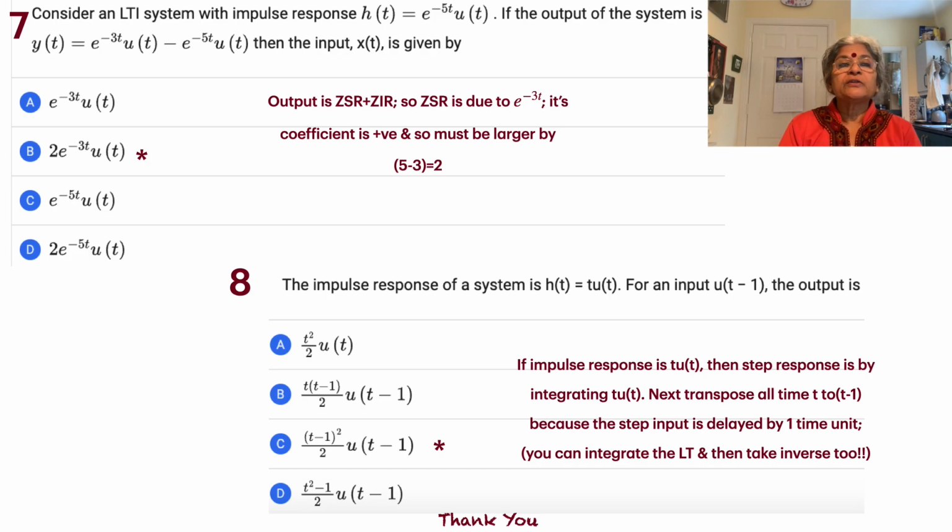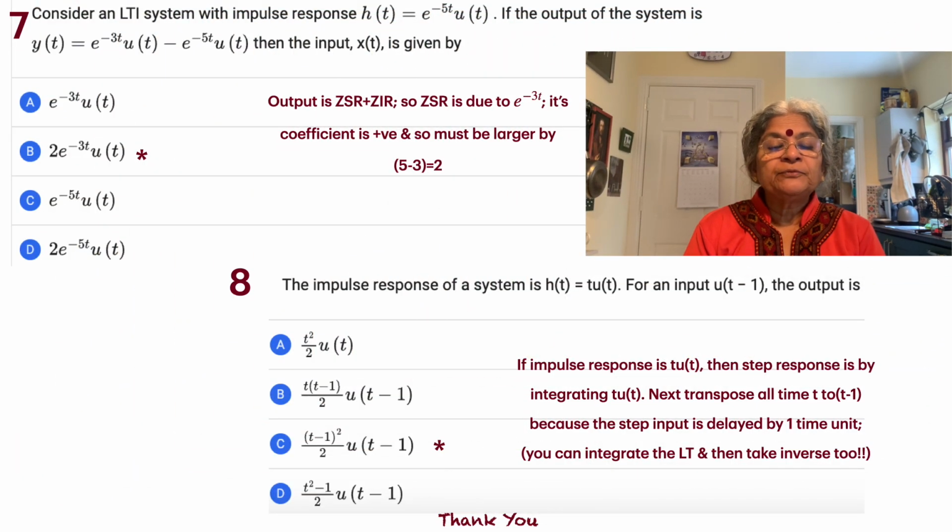So 2 into e raised to minus 3t ut is always going to be the natural solution, which you can find out without going through the complete solution using partial fraction components. Okay, so this is the suggestion that I have for you for solving these kinds of problems, which we will be encountering again in the next session.